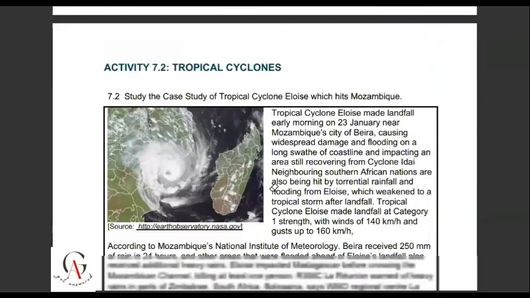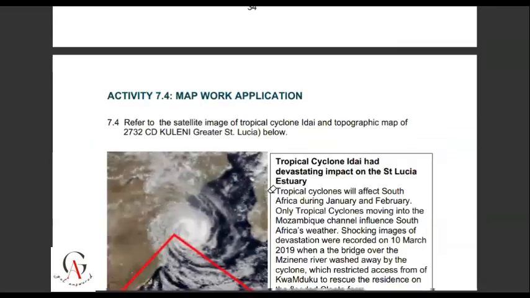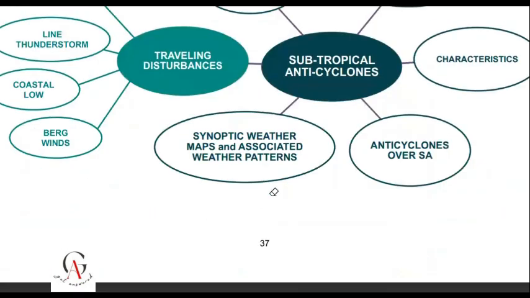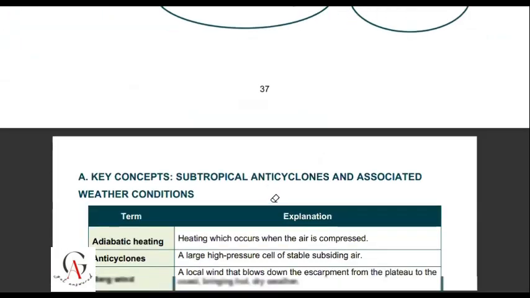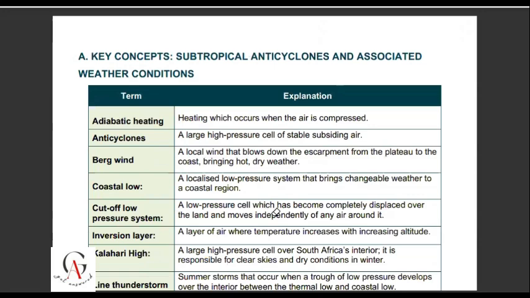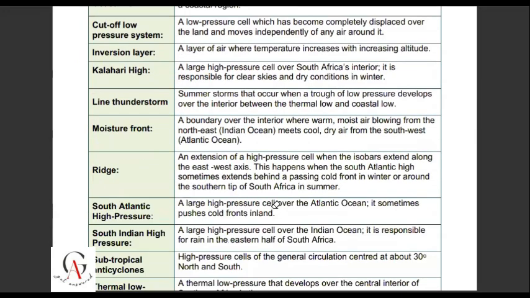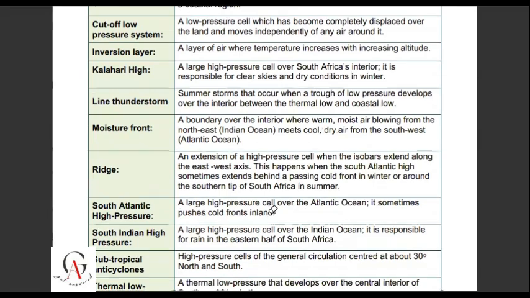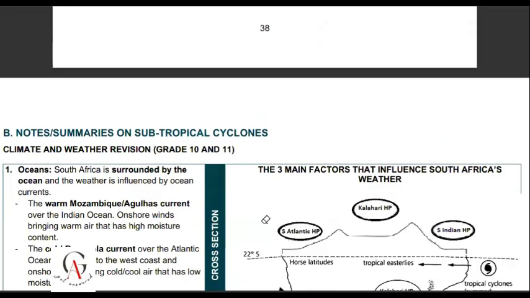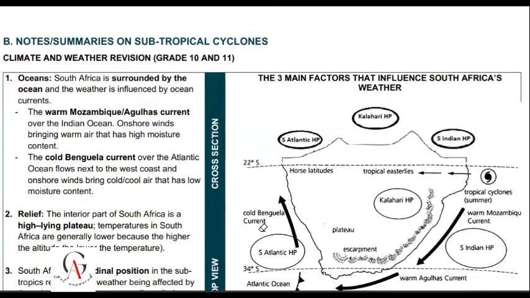Let's move on to the next aspect. This is tropical cyclones, the typical second aspect of the... We're looking at traveling disturbances, traveling disturbances associated with winter conditions and with summer conditions. Right. What you call the traveling disturbances, we are looking at typical weather systems that are caused by the existing pressure cells over the subtropical high region.